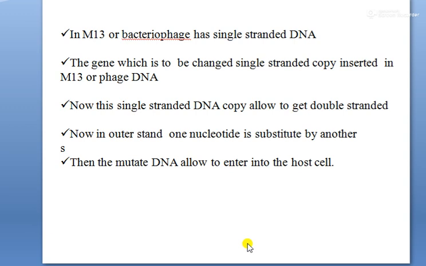There are some kinds of bacteriophage, that is M13 phage. They have single stranded DNA. By using this kind of gene or DNA we can introduce this process, that is site-directed mutagenesis. The gene which is to be changed, a single stranded copy, is inserted in the M13 phage DNA. After that this single stranded DNA copy is allowed to become double stranded. Then in the outer strand one nucleotide is substituted by another.